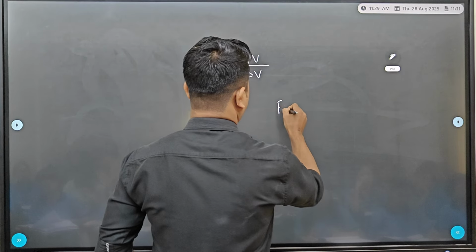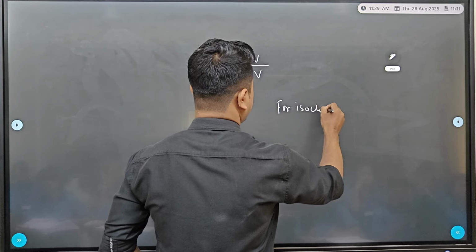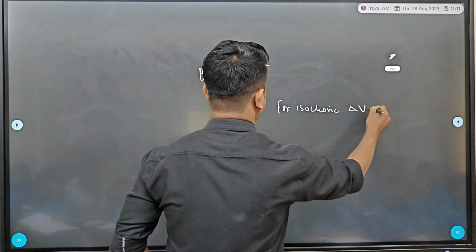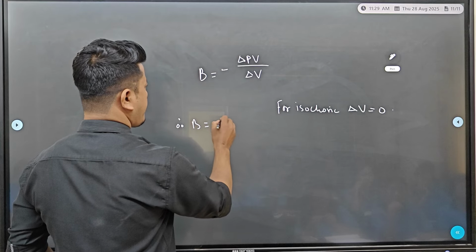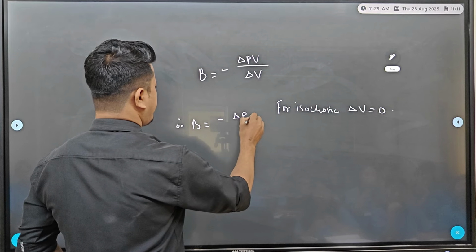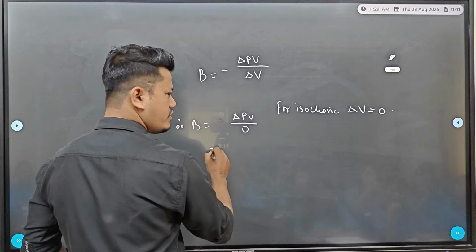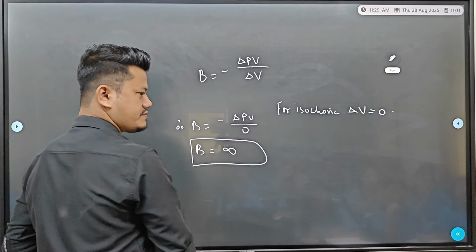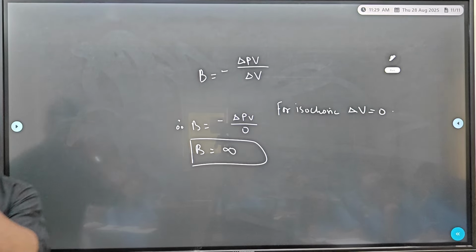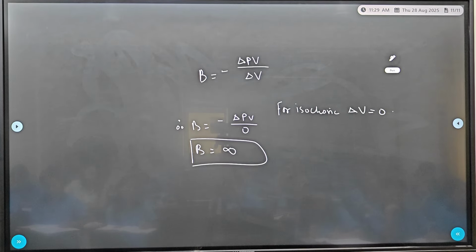For isochoric, what did you get? What is del V? 0. Therefore, bulk modulus should be minus del P V by 0. What is 1 by 0? Infinity. So what is the bulk modulus? Infinity. Got it?